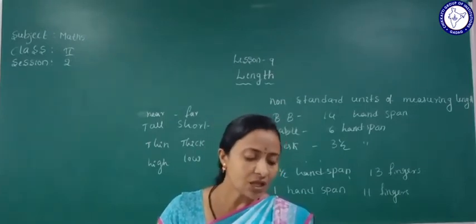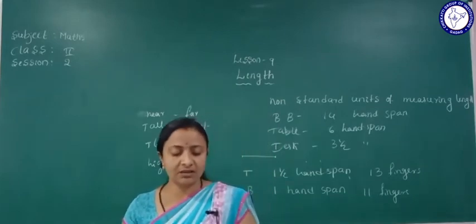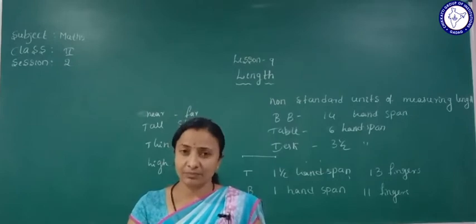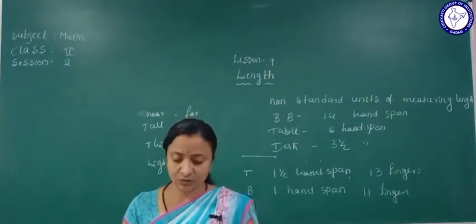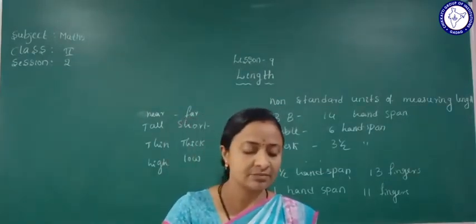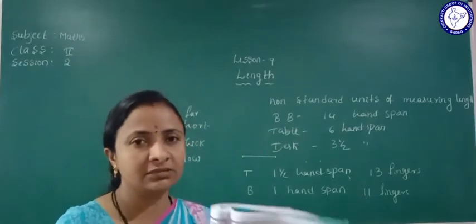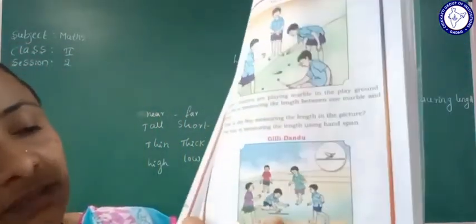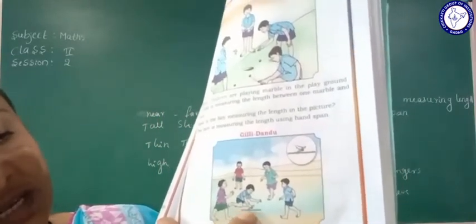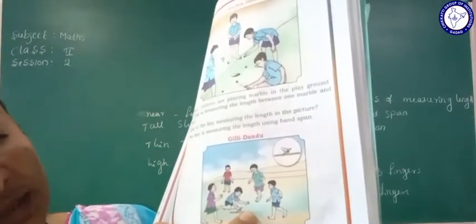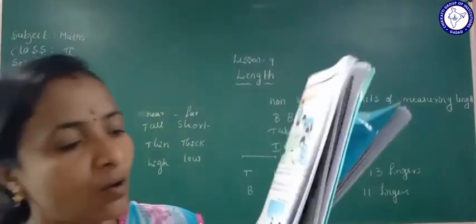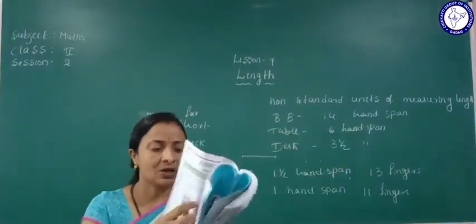Okay, so how are the children measuring the length in the picture? How are they measuring the length? See here, students, one of the children is measuring the length of the dandu. Here, see, he is measuring the dandu, and its measure is 3 gillis. See how he measured.